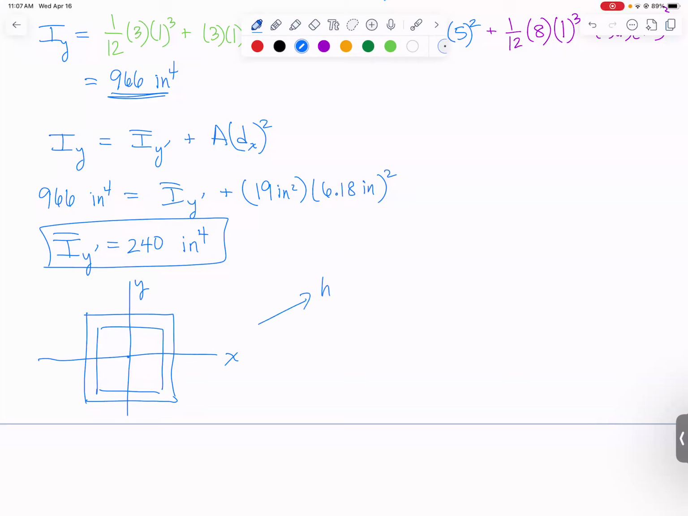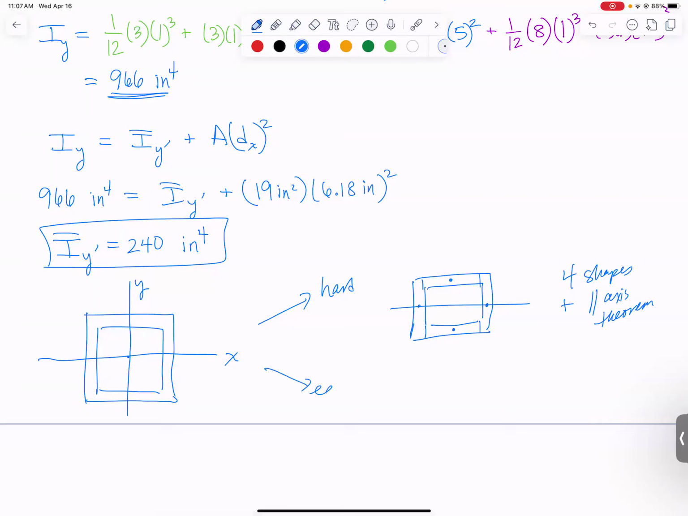The hard way is to take that box and break it up into 4 rectangles. It's not that 4 rectangles are hard, but the problem that you're going to have is, say you're finding the moment about the x-axis, the centroids are at 4 different locations. So you're going to have to use 4 shapes plus the parallel axis theorem. There's an easy way to do this one. Easy way is do moment of inertia of big rectangle minus moment of inertia of little rectangle.